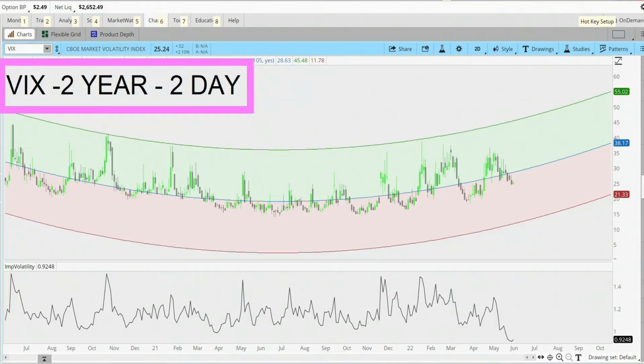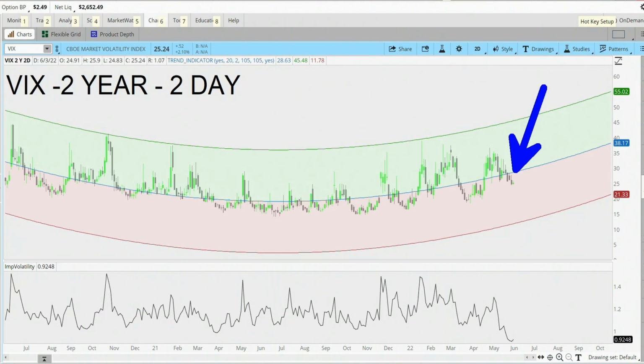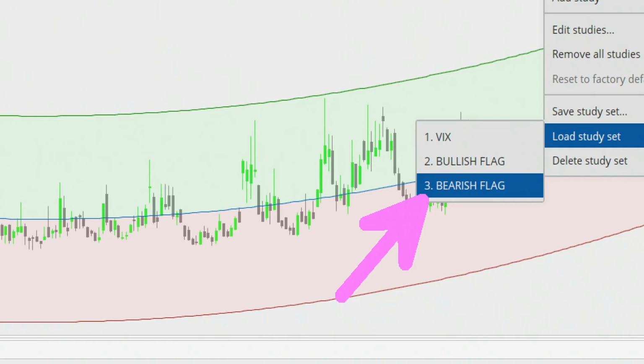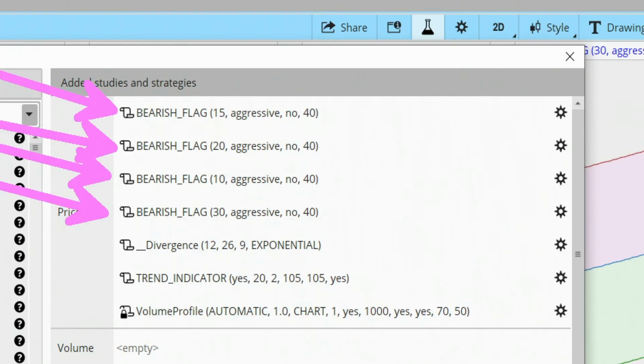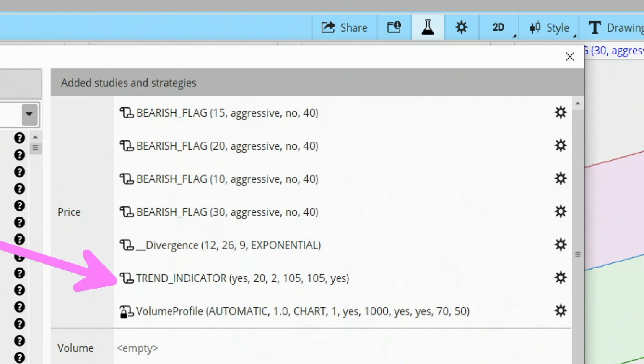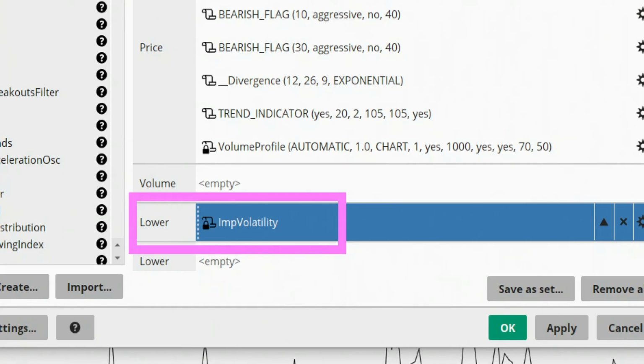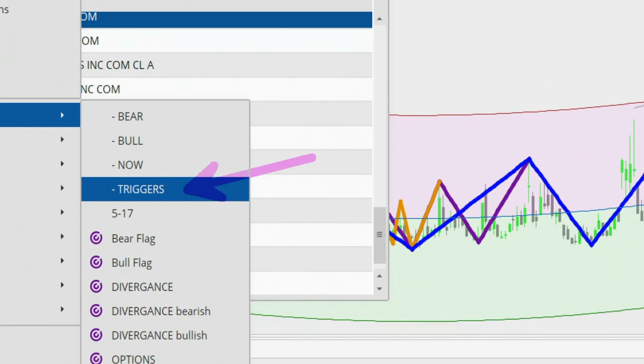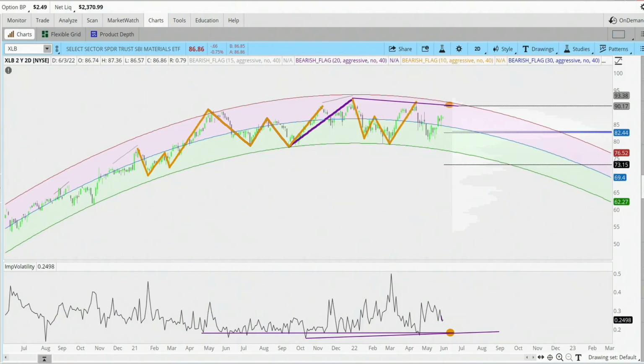VIX 2-year 2-day, the trend indicator showing that the best positions for us to take right now is shorting, along with the implied volatility says to short the market. For this, we're going to use our bearish flag studies, where we use different bearish flag lengths, the divergence, trend indicator, the volume profile, and of course the lower implied volatility study. We're going to run a search on the triggers that I have saved, and this is the reason that they're saved in triggers and not a buy now.